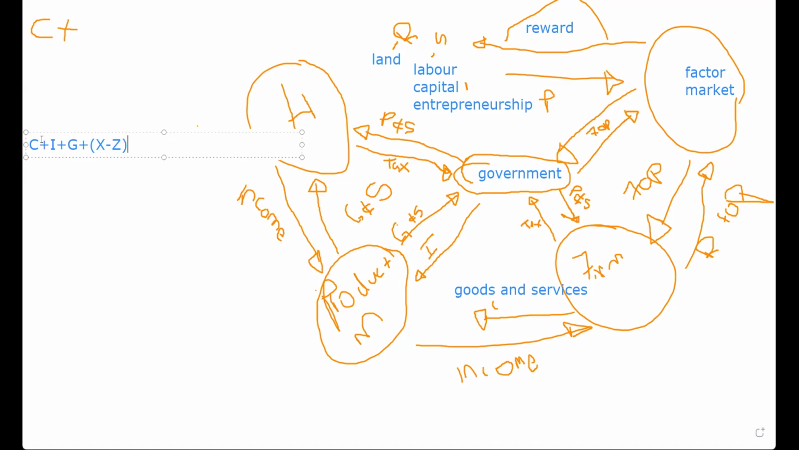So basically what this is saying is consumption expenditure by households plus investment plus government expenditure plus exports minus imports, you get what? Total spending. Or instead of total, they use aggregate. So it's basically the same thing. Total spending and aggregate spending, it's the same thing.